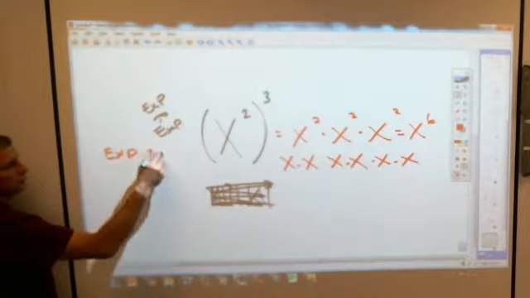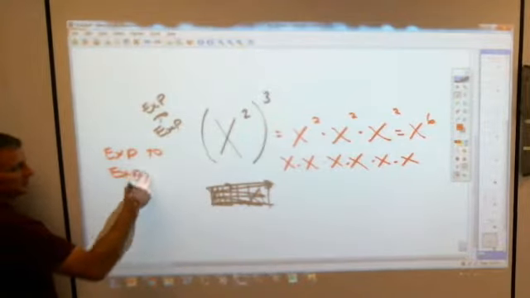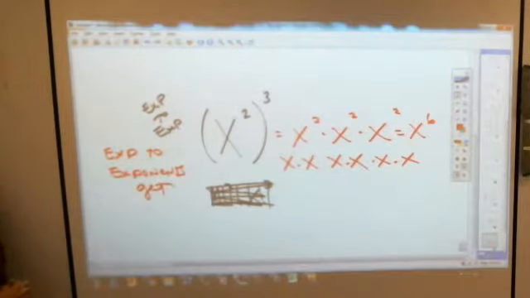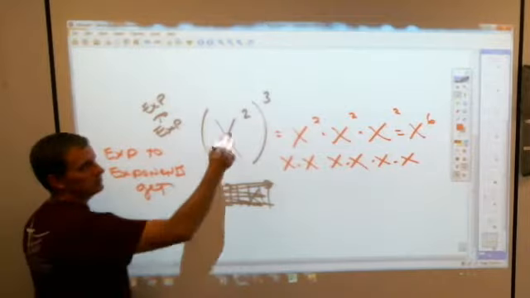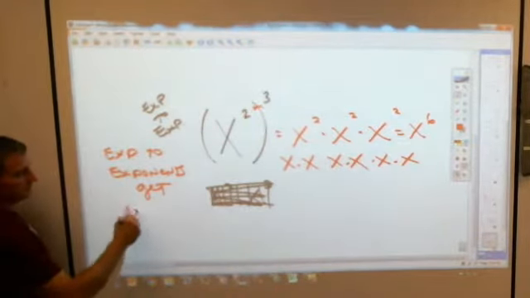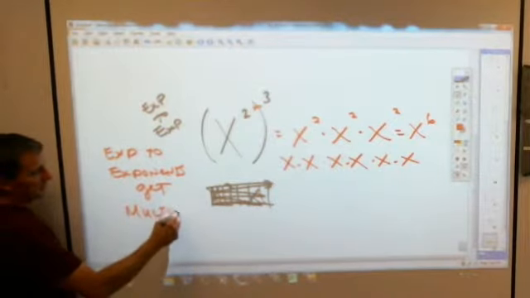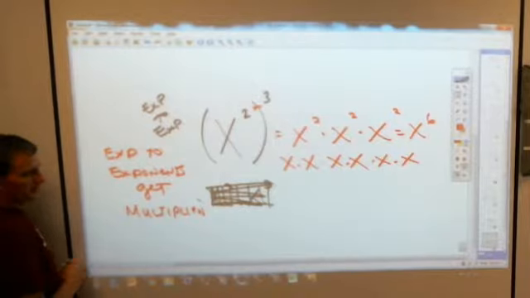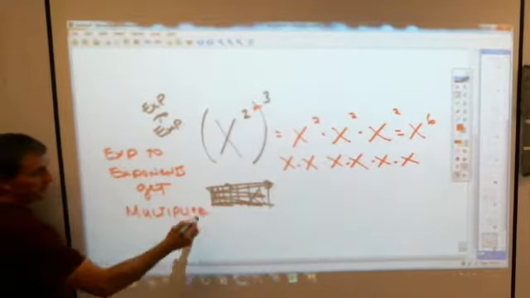Exponents to exponents get, a quicker way than writing all that stuff out, you would just do 2 times 3. They get multiplied. Multiplied.